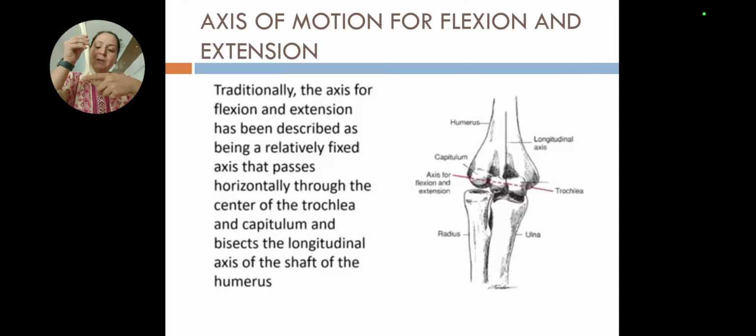But this axis is not a perpendicular axis. If you can see, the longitudinal axis of the humerus as well as the line passing through the capitulum and the trochlea is not a straight line. There is a valgus deviation of 4 to 8 degrees. You can see this in this image also. There is a little bit of deviation which gives us the scope of rotation or spinning.